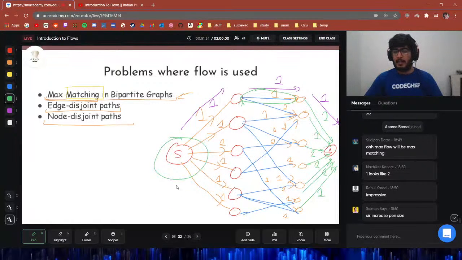Increase pen size. Oh, all right, thank you. Simon says nice taste.